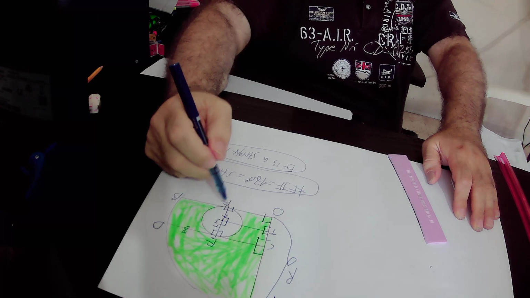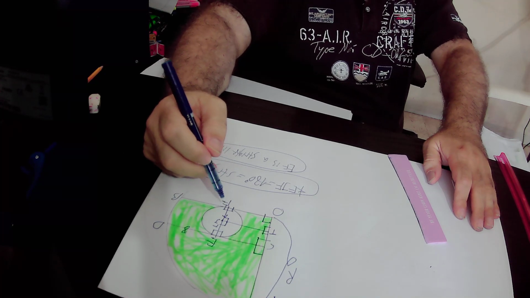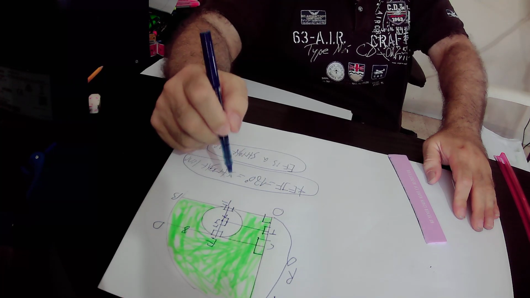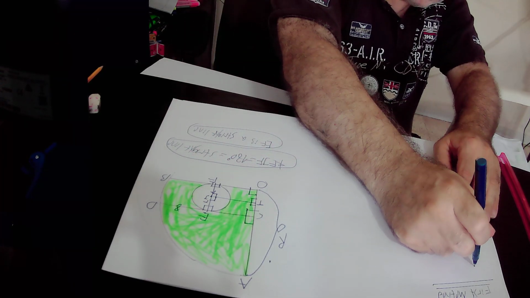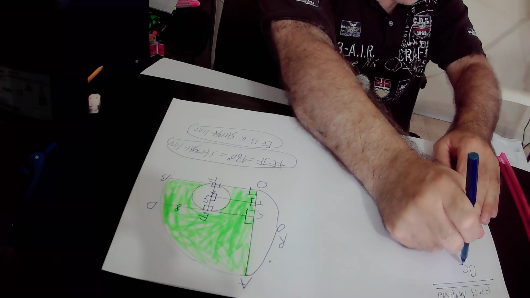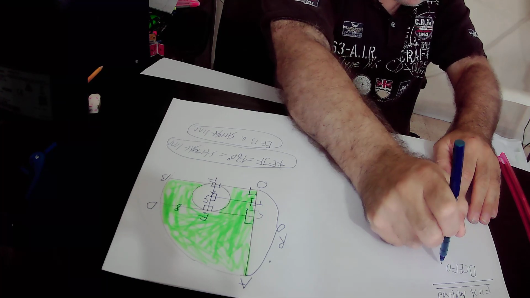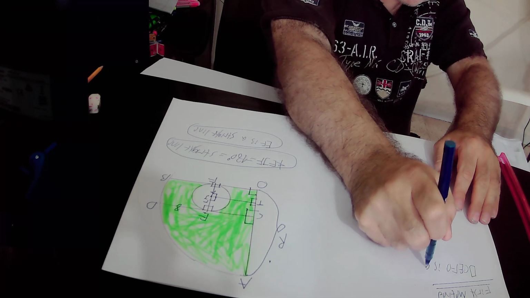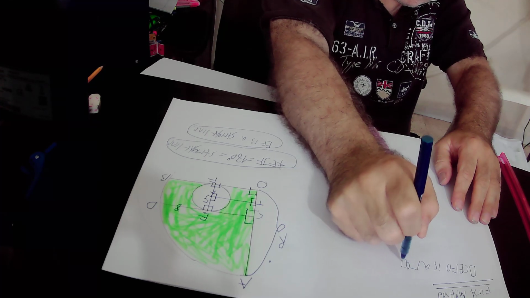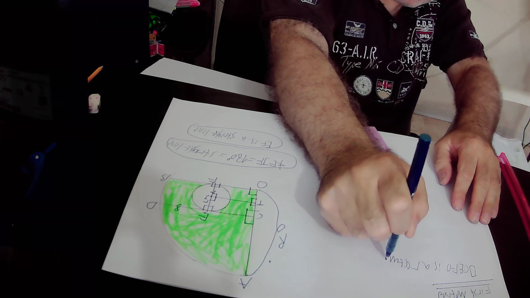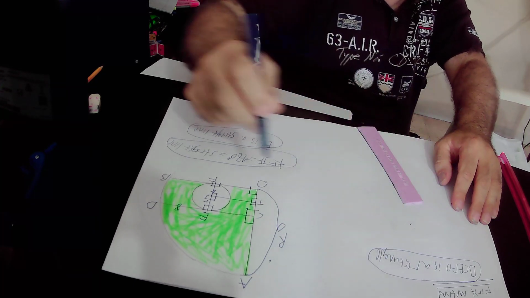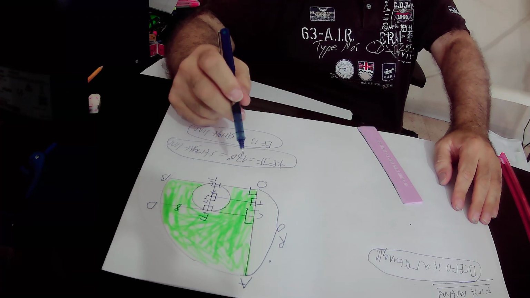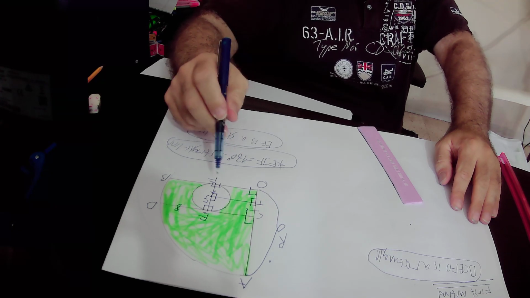And if EF is a straight line, it means that quadrilateral CEFO is a rectangle. I'll write it down. Quadrilateral CEFO is a rectangle. Why? Because quadrilateral CEFO has 4 right angles. That is the reason it is a rectangle.